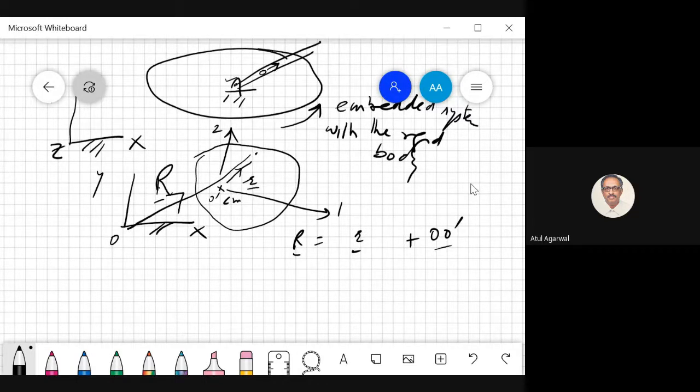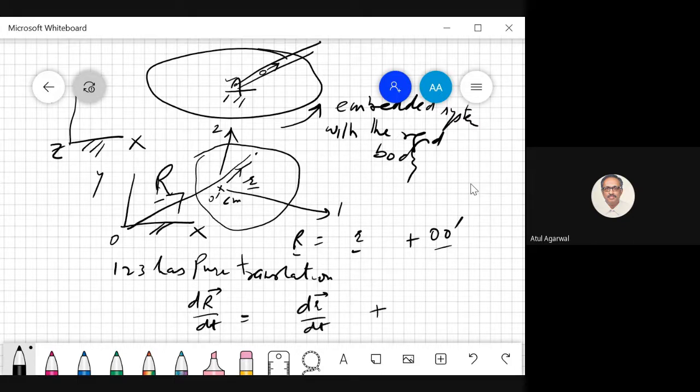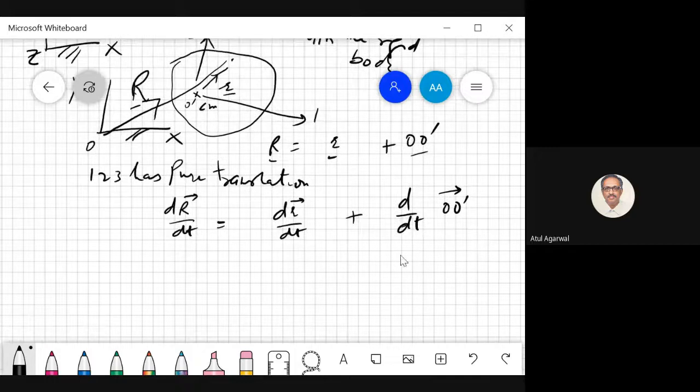Now we assume that this has a pure translation. One, two, three has pure translation. So if I want to find its time derivative, my absolute velocity is the velocity relative to the platform, with respect to 1 2 3, plus the velocity of the origin of this embedded coordinate system.